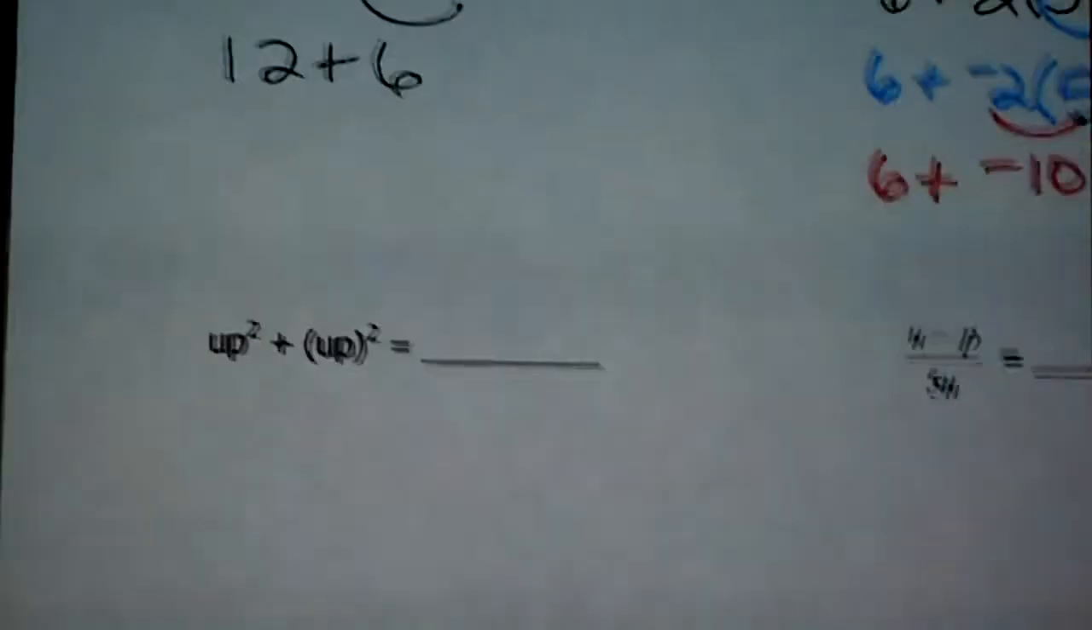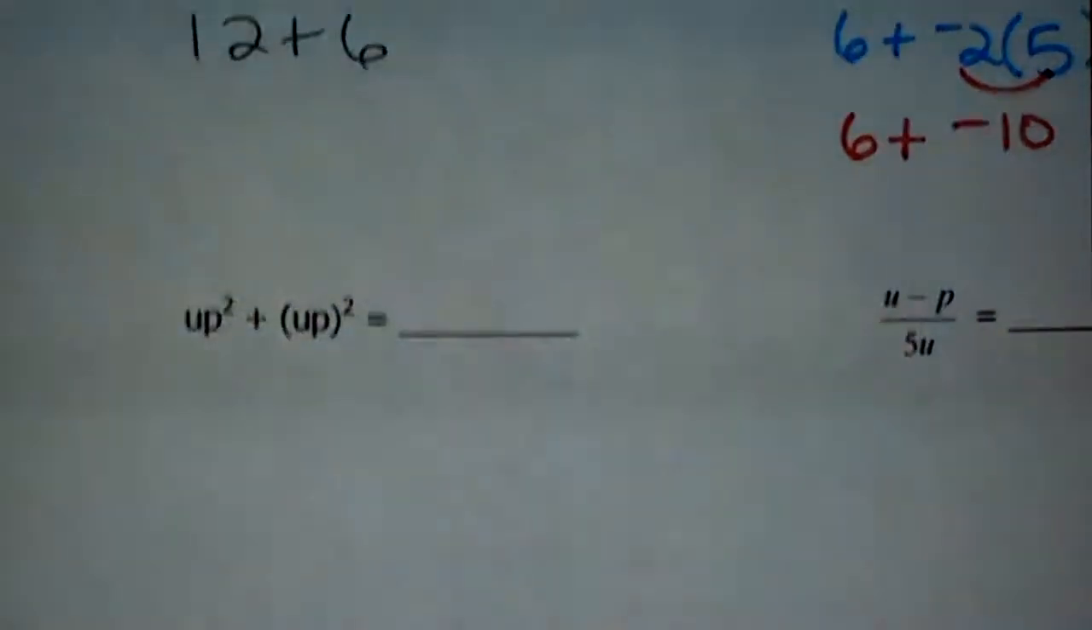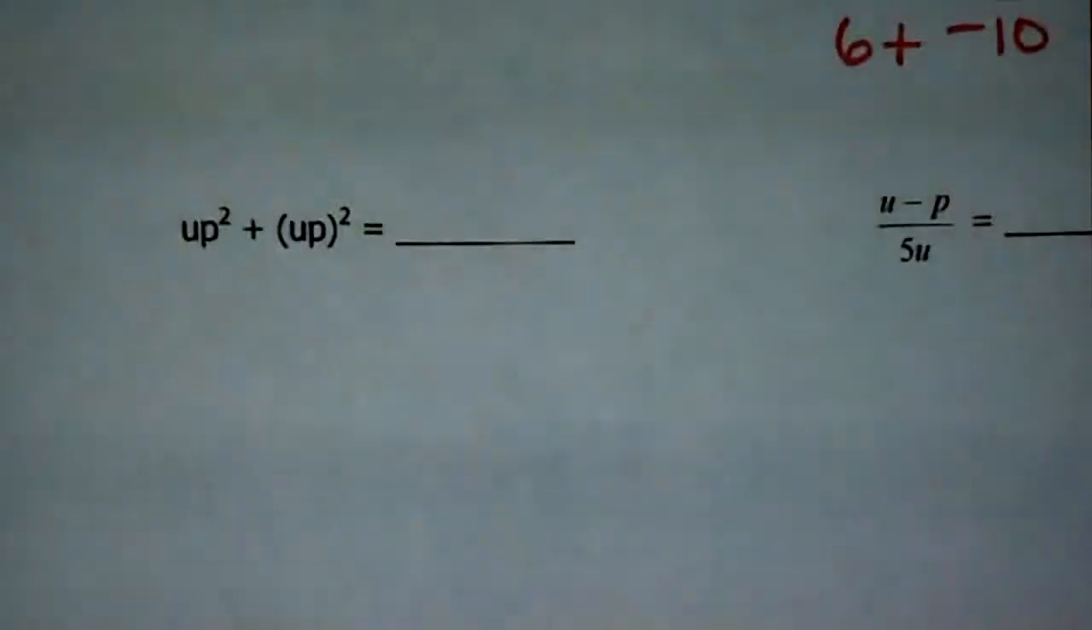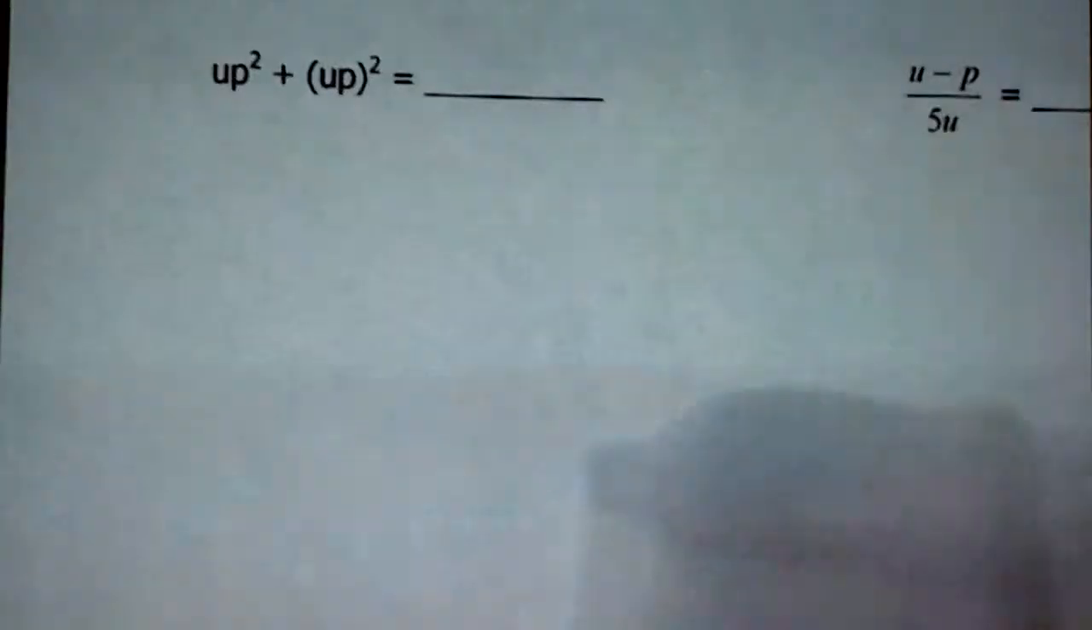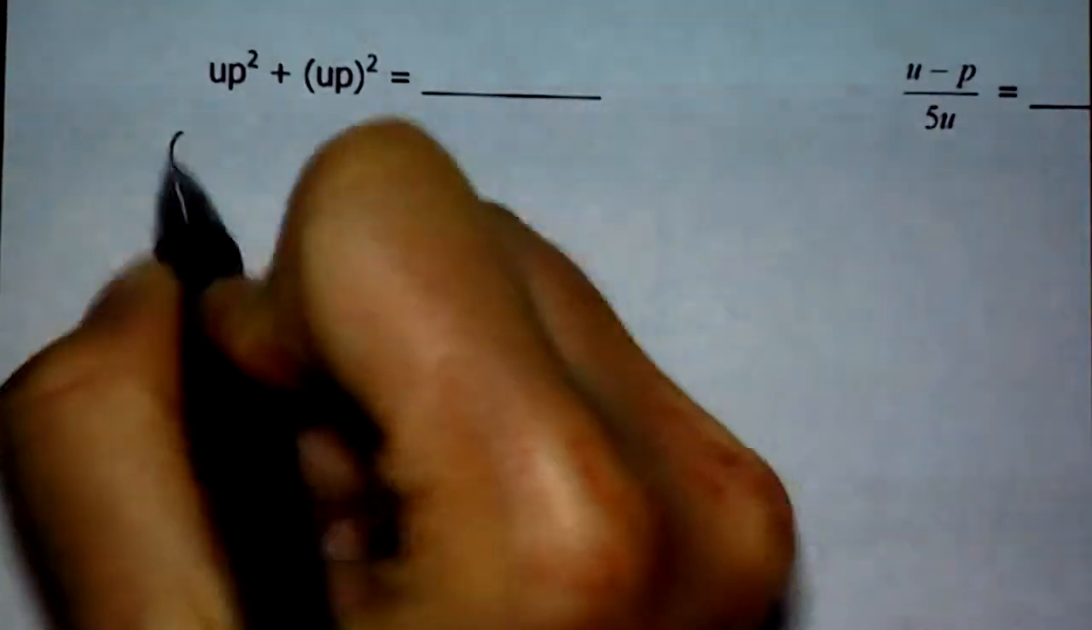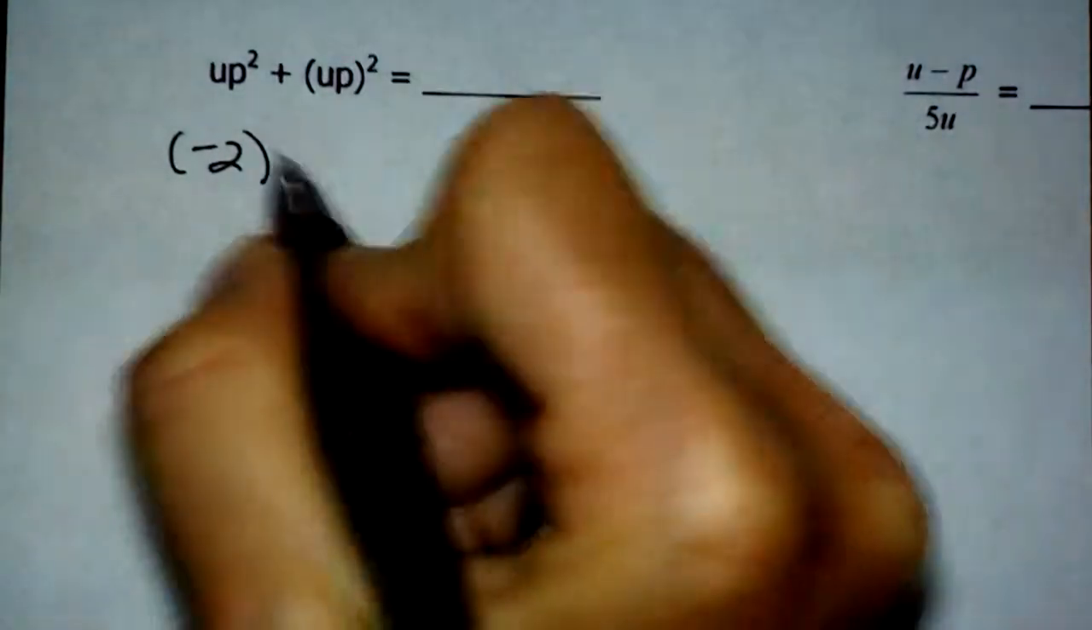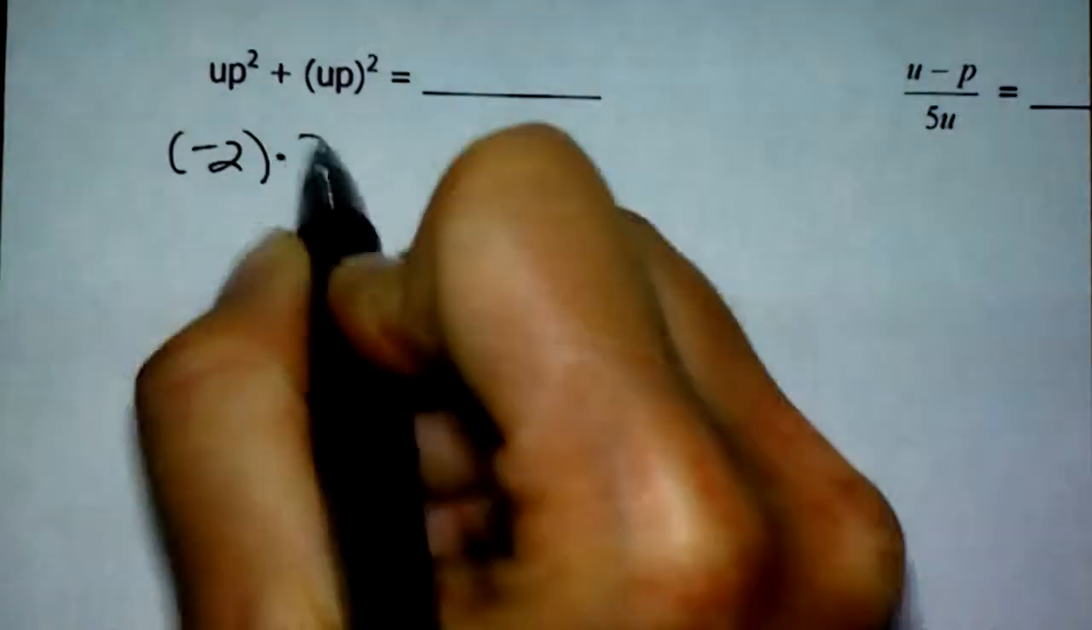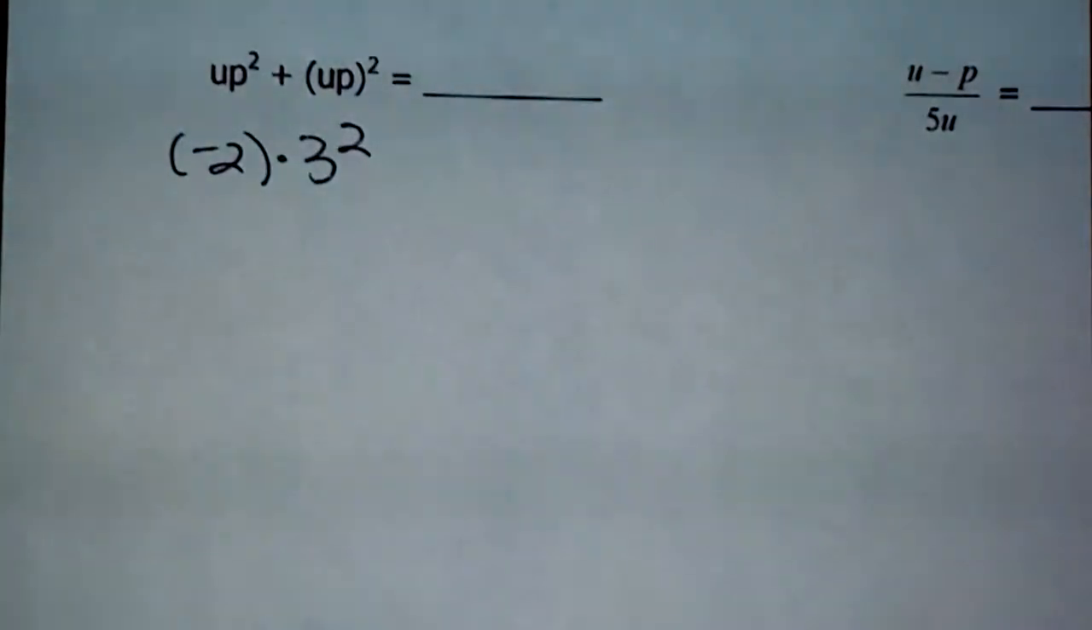Right, next. UP squared plus the quantity of UP squared. It sounds very funny to say that, UP squared, but whatever, it's okay. Okay, I'm going to fill everything in first. So U is negative 2, and that's times 3 squared. So I'm going to write it like that.